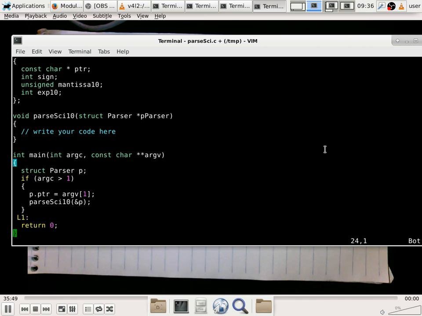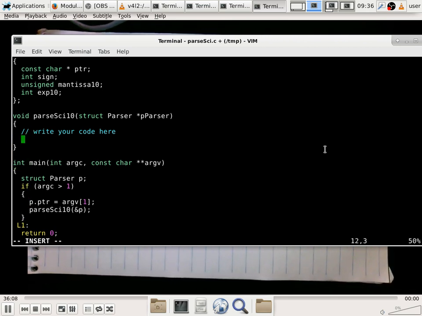By the time you get to L1, you check what is in P and see if P dot mantissa 10, P dot exponent 10, and P dot sign are correct or not. Okay, so I'll give you a dry run so that you know what you're expected to do. I'm going to put some useless code here, just to make sure that we know how to debug the program. I'm going to say P parser points to sign is a 0.